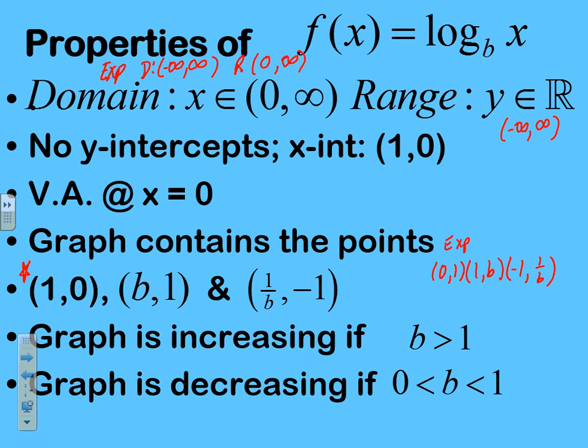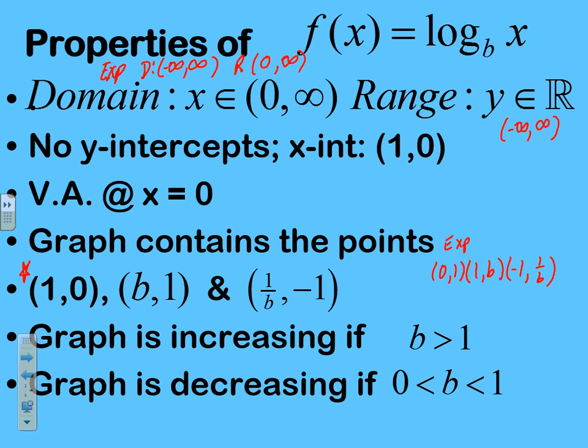So it makes sense that since they're inverses of each other, the three key points that we're going to look at for logarithms are essentially the same three key points that we look at for exponents. However, they're going to be in the opposite order. So instead of saying 0, 1 for an exponent, I say 1, 0 for a logarithm. And instead of saying 1, b for 1 in the base for the exponent, I say the base and 1, and so on. And so these are going to be the three key points.